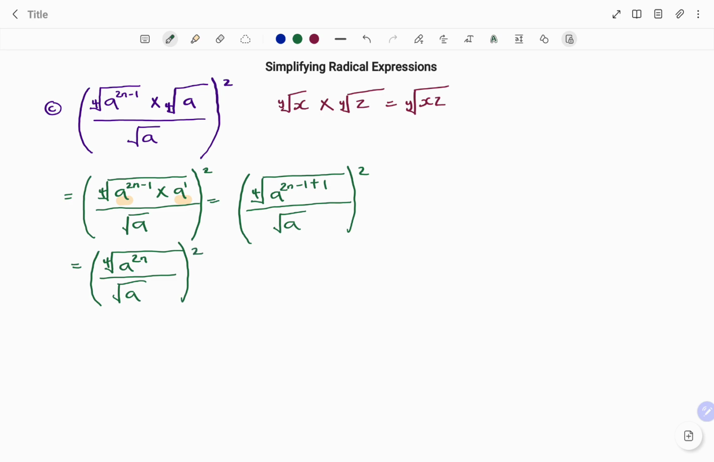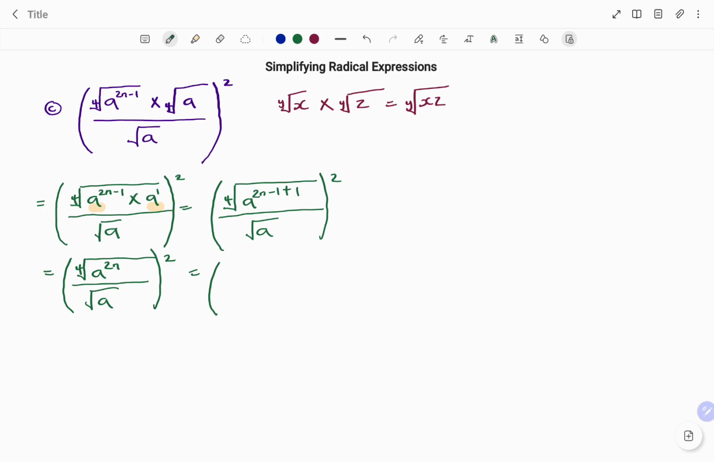So changing all that to my rational exponent, I have that as a to the power of 2n, all raised to the power of 1 over 4, divided by a to the power of 1 over 2, close bracket, all squared. And simplifying, at the top I have a to the power of n over 2, divided by a to the power of 1 over 2.